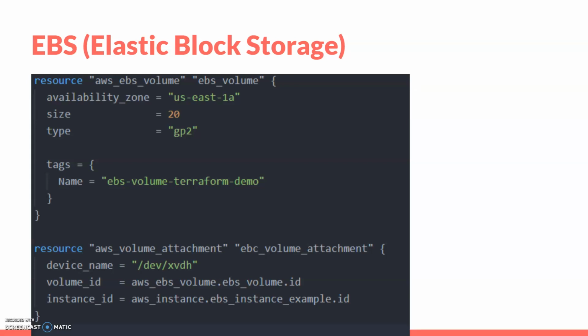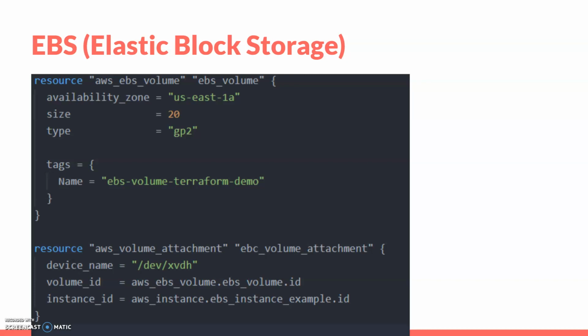This is a sample script which we are going to use. This is the EBS volume creation, and you can see we have to pass the availability zone where the EBS volume will be created, the size, and the type of EBS, that's gp2, and a tag that's normally used to identify the resource. Once the EBS volume is created, you have to attach it to the instance. The volume is created, but you have to attach the volume to the instance.